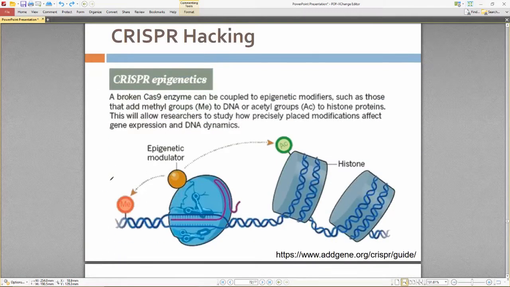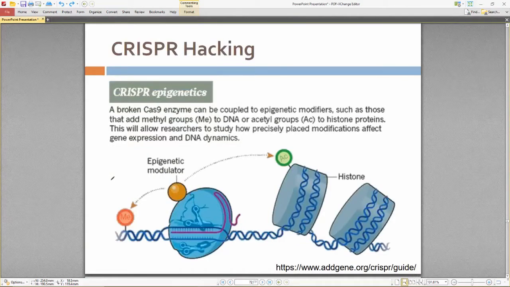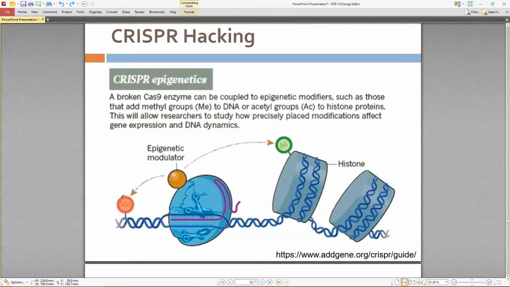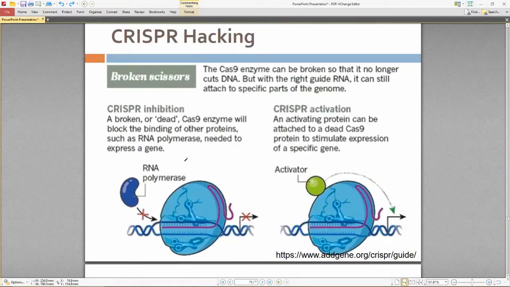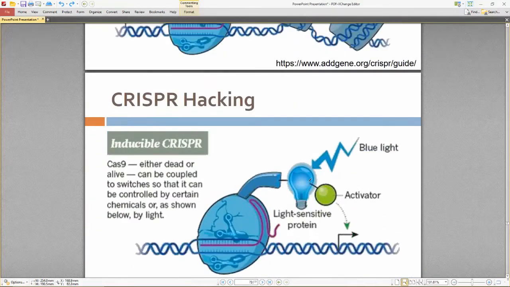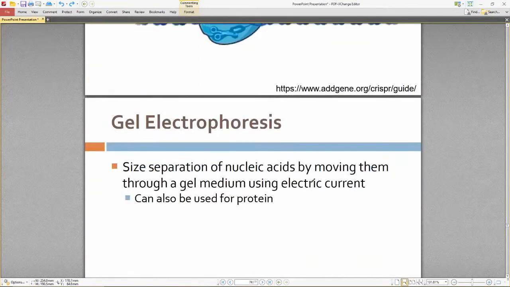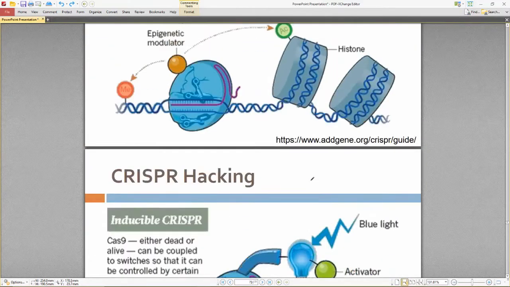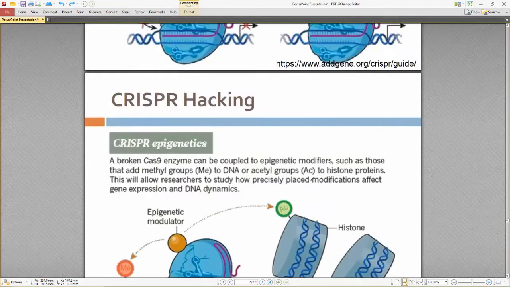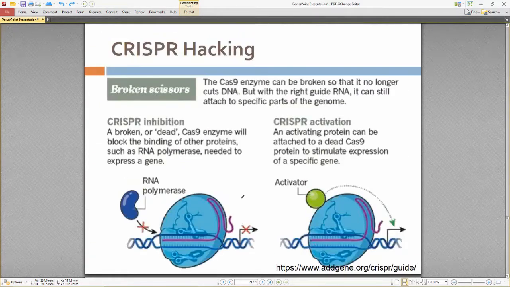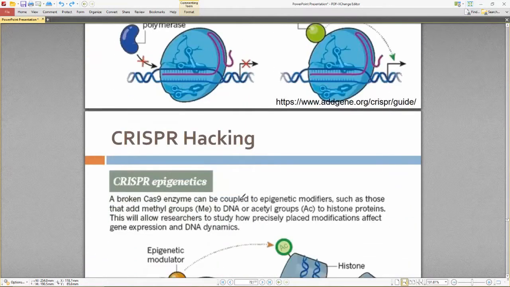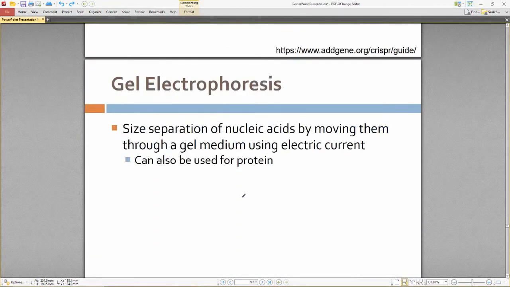I don't think we were ever tested on this, to be honest with you. I don't remember being tested on this. Epigenetics, you guys haven't even learned yet. CRISPR inhibition and activation, I guess. Okay, so let's skip over the CRISPR hacking for now, because I think we can move on as long as you have the idea of how CRISPR-Cas9 is supposed to work.